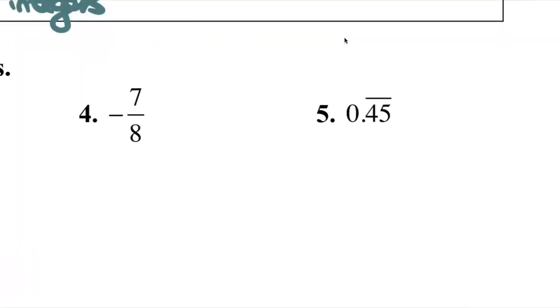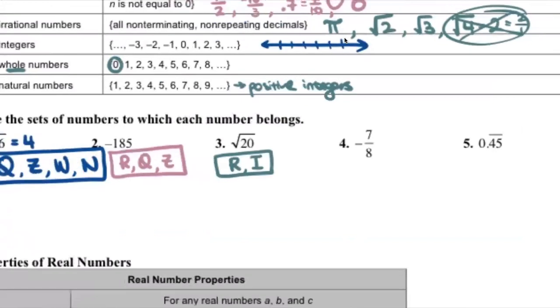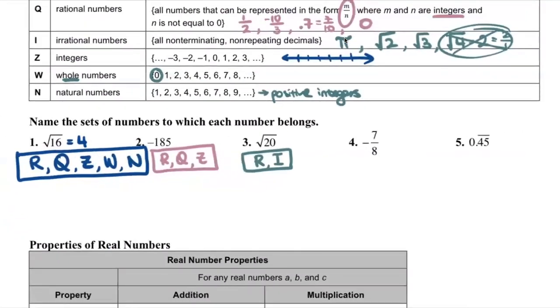All right, once you're done with 4 and 5, you can go ahead and see what you got here. And the answer I got for number 4 was that it is a real number. It is rational. It is not an integer. I would not mark that on my number line. So I'm going to stop right there.